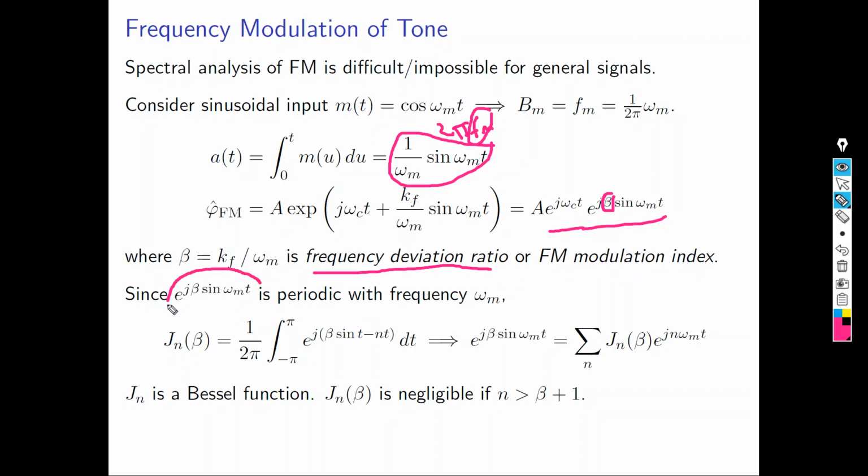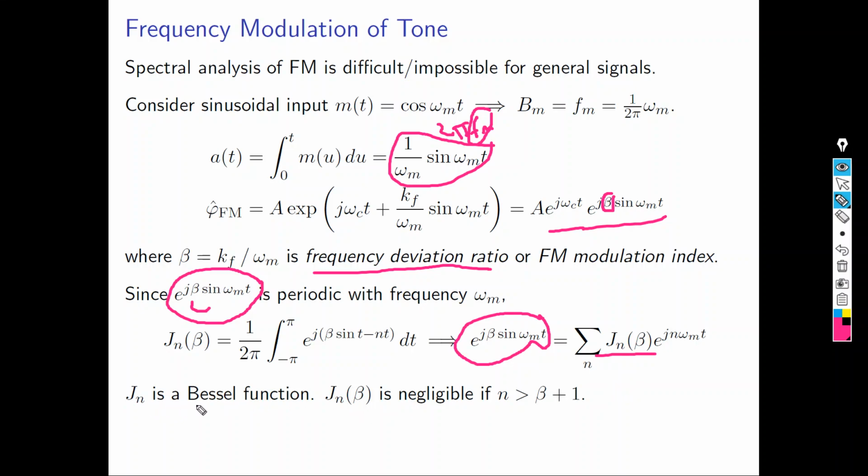Since this value is periodic, it's basically cosine beta sine omega m t plus j sine, and we know cosine and sine are periodic, so this whole function is periodic with the frequency omega m. Then we can write this whole function in terms of new types of functions defined in the literature. We call them Bessel functions, J n of beta. You sometimes call this variable beta or b, whatever. Let's call it beta from now on. So it's basically related to the Bessel function.